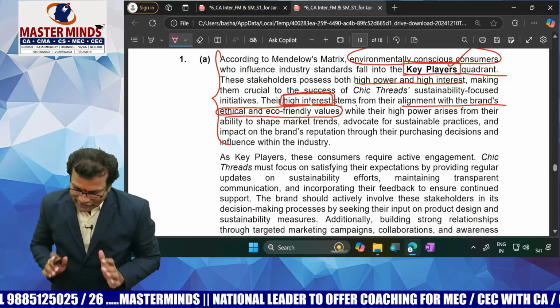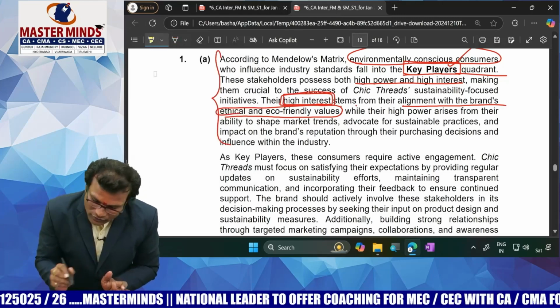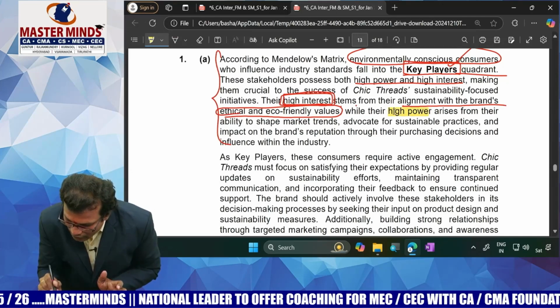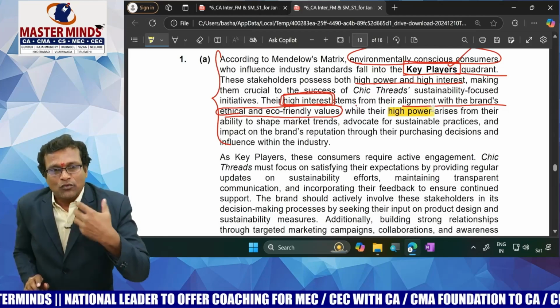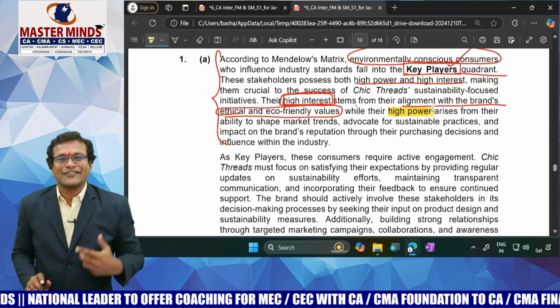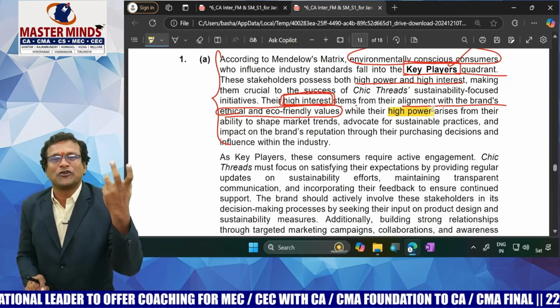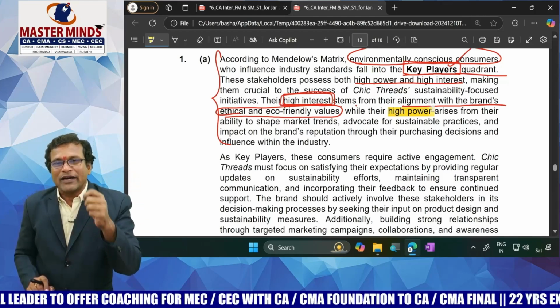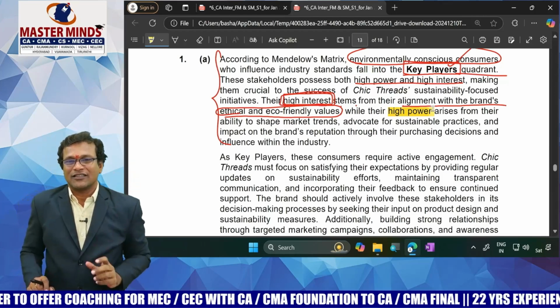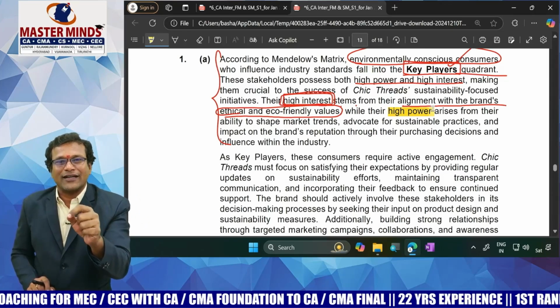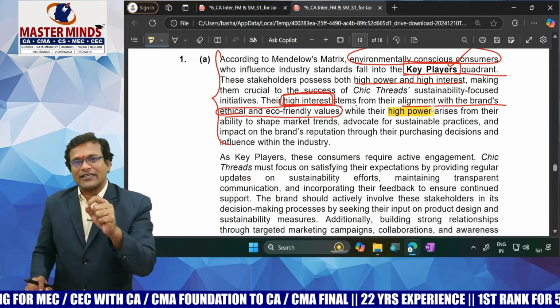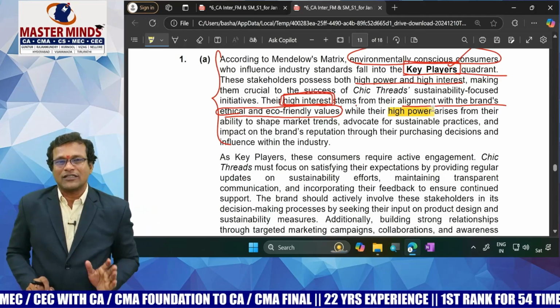Right? Look at that next one. How can you say that they are having high power? It means if they want, they can enhance your sales. If they want, they can enhance your brand image by their purchasing decisions. Is that clear? It means you can enjoy competitive advantage if you can satisfy these consumers. Is that clear?